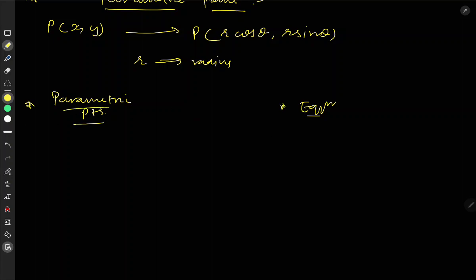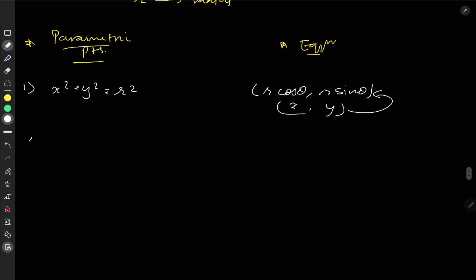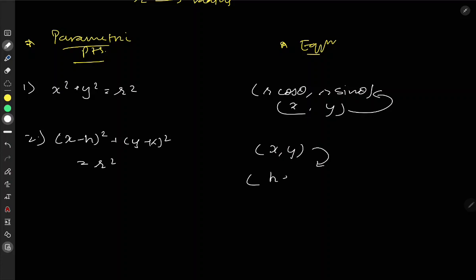So the first one is x square plus y square equals r square. Here we will substitute r cos theta, r sin theta as x comma y. The second one is x minus h whole square plus y minus k whole square equals r square. Here we will replace x comma y by h plus r cos theta comma k plus r sin theta.